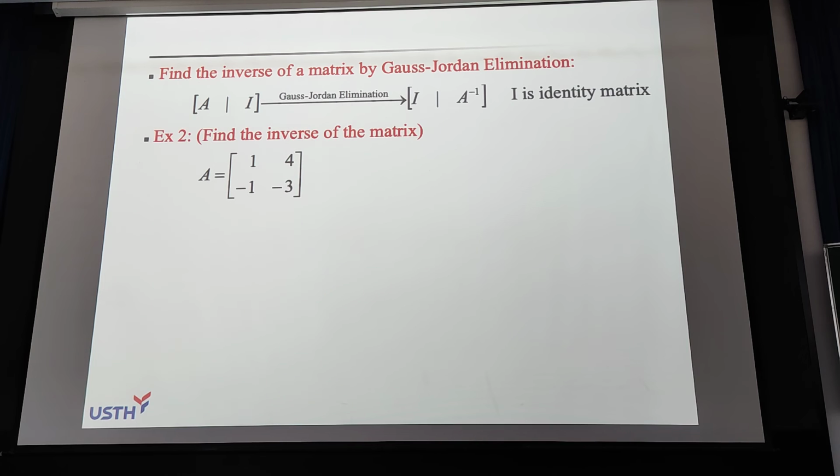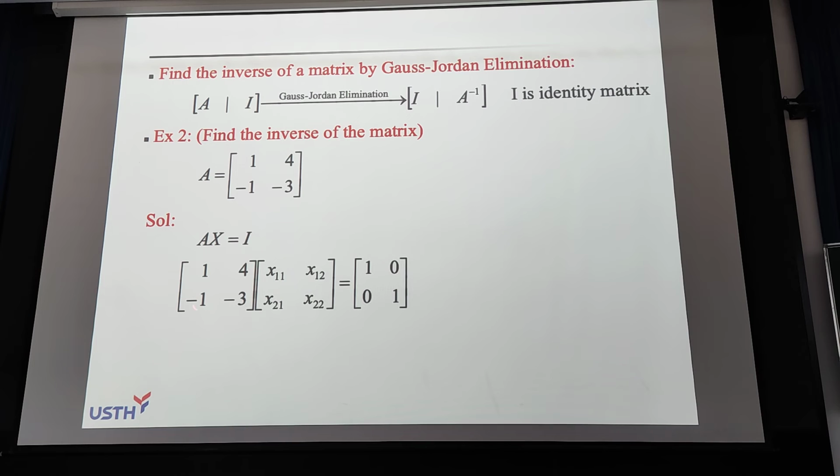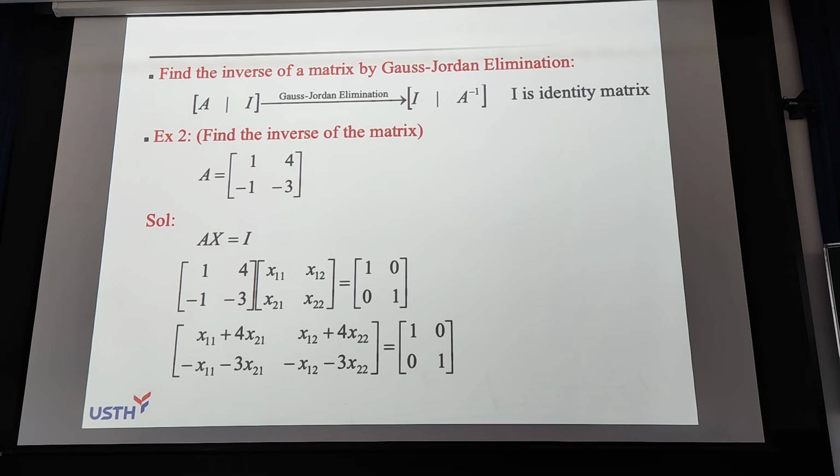And the example is here. Suppose that A to be that, you are required to find A inverse. If we do it by solving the system of linear equations, we have the following. We need to find x11, x12, x21, x22 like that, satisfying that equation. And we multiply them together, we get that one.